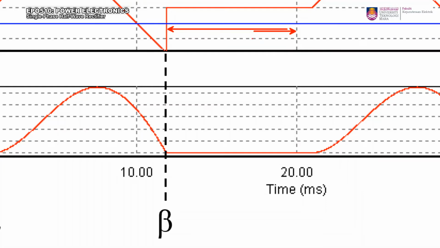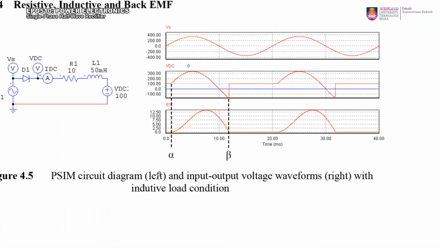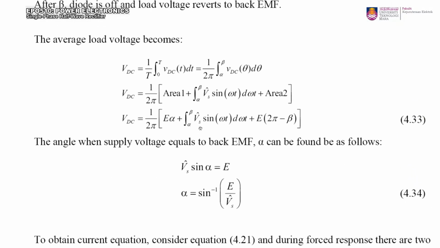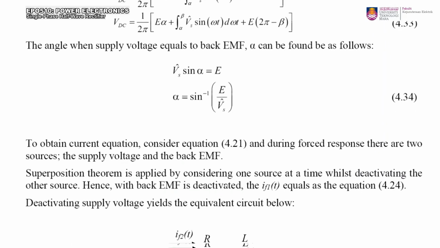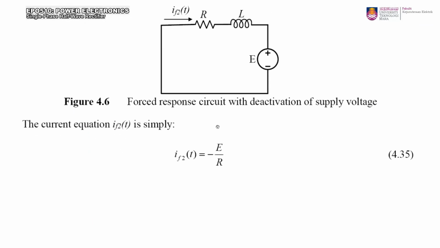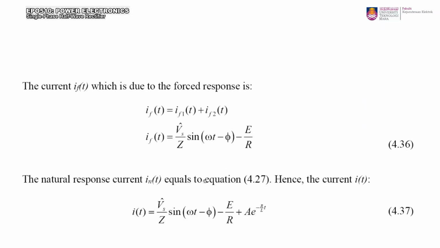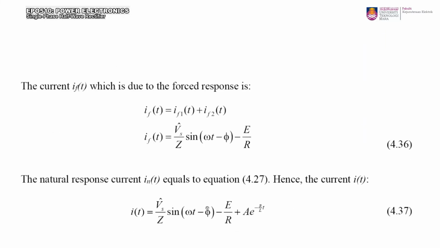So that will give you the area under the curve, and therefore in the derivation you have area 1, area 2, and then at the center you have alpha to beta, which is simply V peak sine theta d theta. You solve that, and finally you find the output voltage VDC equals 1 over 2 pi, E alpha, and the rest. You can find that. That would be the equation. I think you have to complete the equations here.